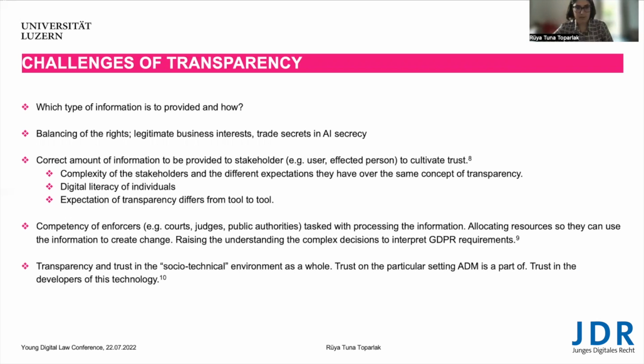Next, we come to a big one, and this is the competency of enforcers, judges, courts, public authorities tasked with making sense of this information. So this is important because GDPR assumes safeguards and rights to access to information to be interpreted and exercised through courts and public authorities. And in many cases, courts are inadequate to process information they are already provided with. And in these instances, calling for transparency in the sense of more information or technical explanations for black box decision making isn't necessarily useful to combat this challenge.